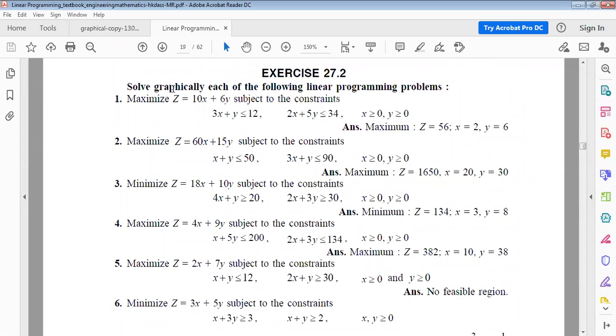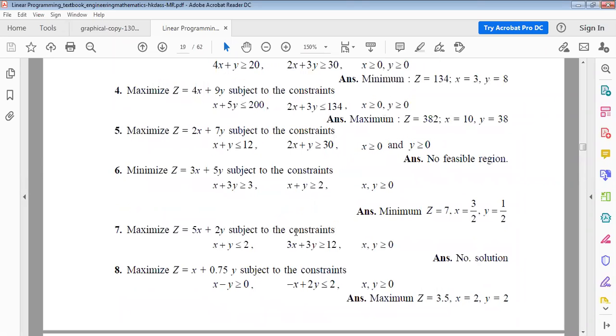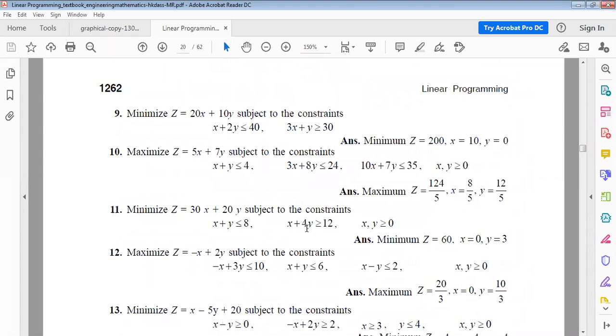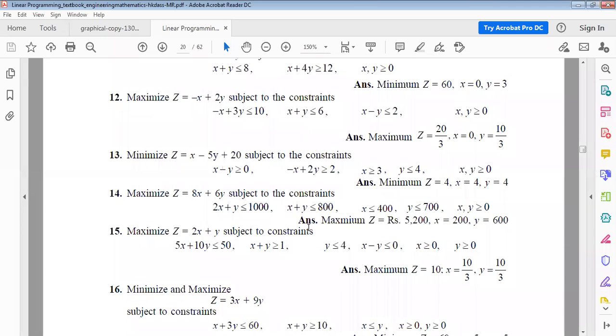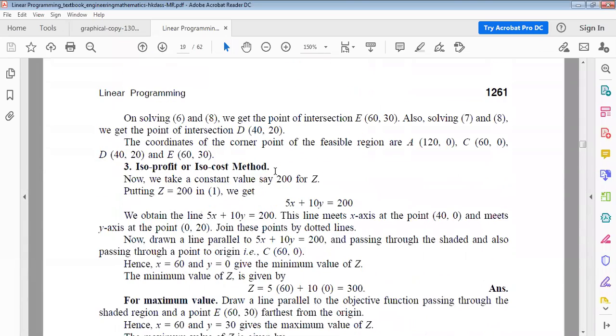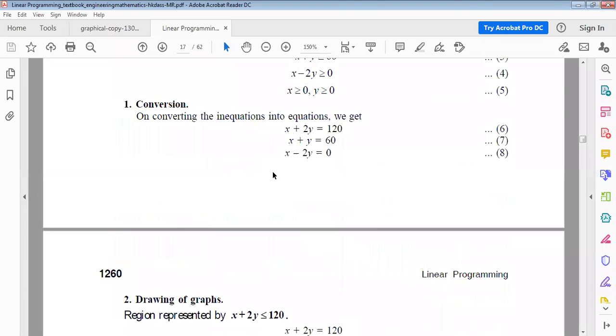This will be homework. Solve graphically each of the following linear programming problems, 1 to 5, with two constraints. Understand, everybody? Yes, sir. And this example will also be homework for you.